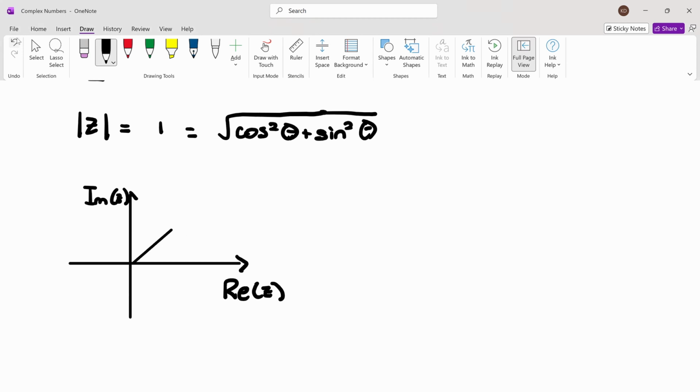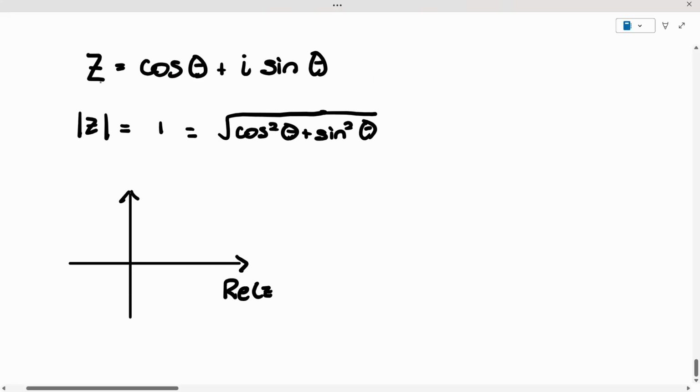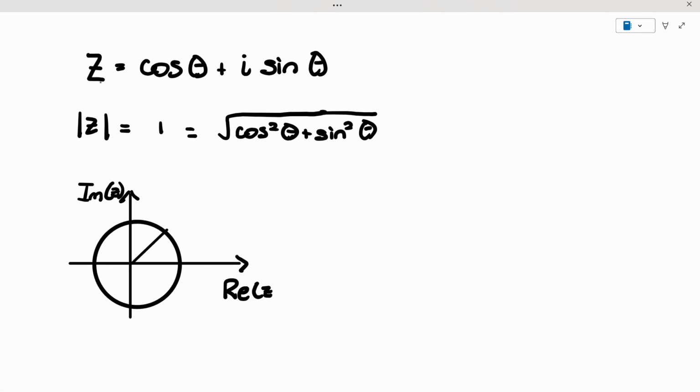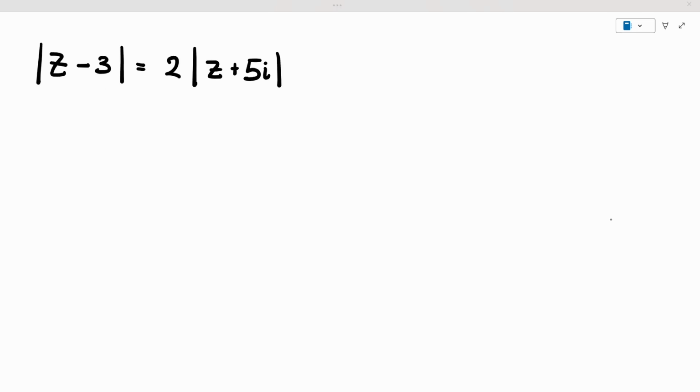And the result that we get looks like this. Right, so the locus of this complex number is a circle with radius 1 and center 0, 0. So let's look at a more concrete example to get the idea of this.